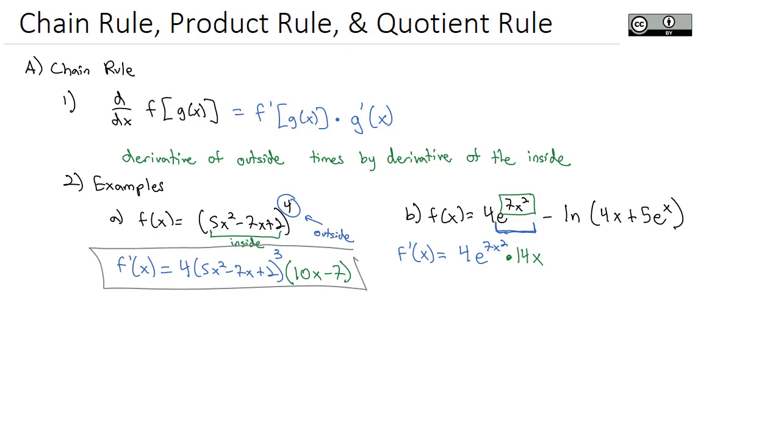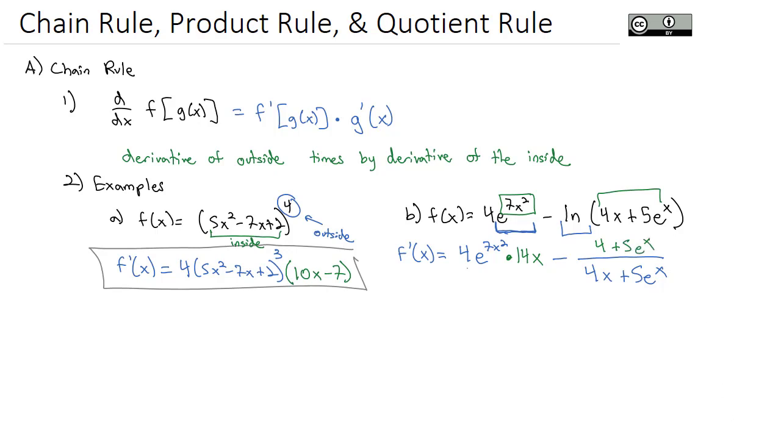Now we'll go to the second half of the function. Notice on the outside, we're taking a natural log of some stuff with a minus sign. The derivative of natural log is 1 over the stuff, the 4x plus 5e to the x. Then we'll multiply that by the derivative of the inside function, which is 4 plus 5e to the x.